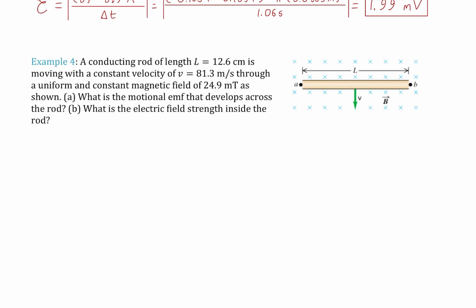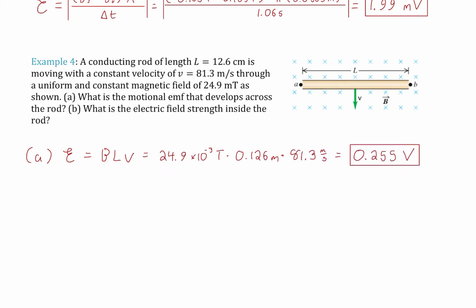Okay, so to find the motional EMF, it is very much plug and chug, because we know everything. We know field strength, we know length, we know velocity. So we just put in those values, and there we go. We get 0.255 volts. Excellent, okay? And again, this is just the key equation for motional EMF.